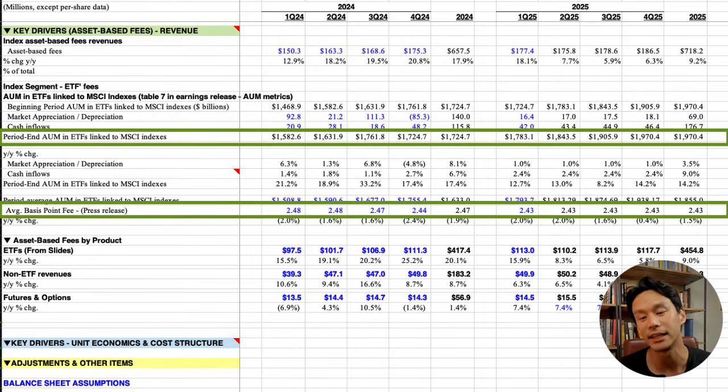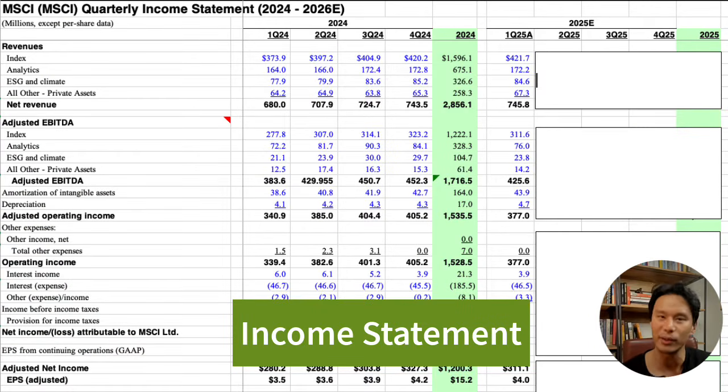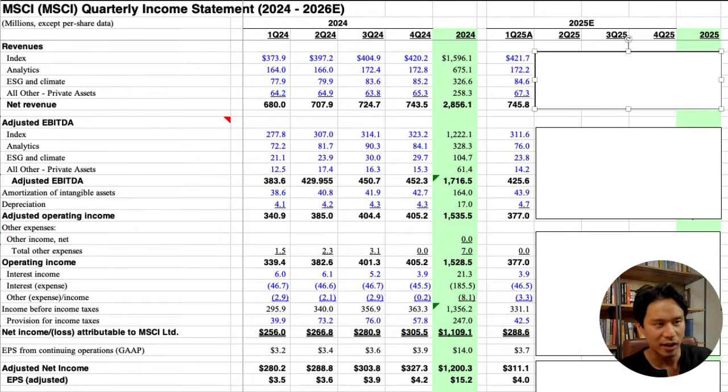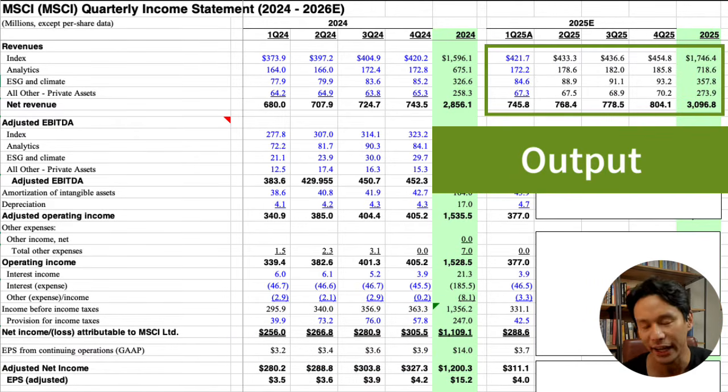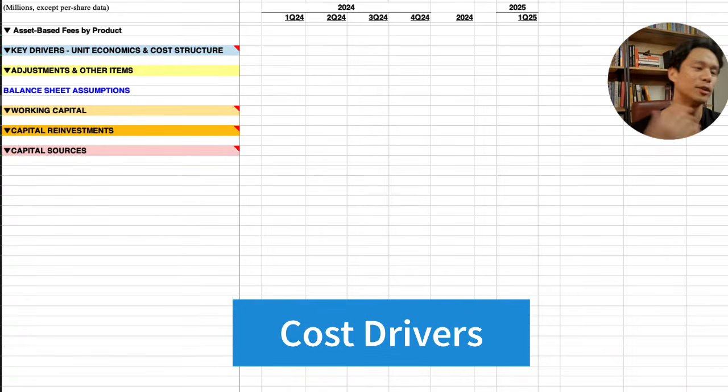of forecasting the asset-based fee line. Okay, so we do that with all the different segments, and you can see that once I've forecasted all of them out, we get the income statement output, which are the different revenues for the different segments. So we've already taken care of the revenue side.